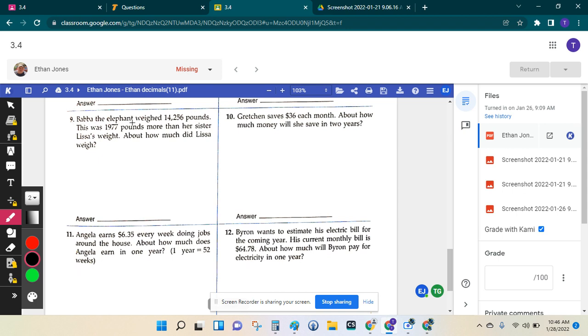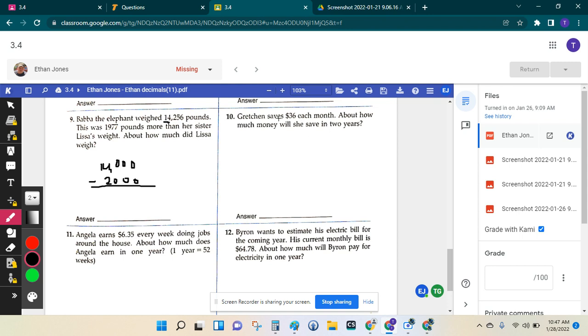Right, and in this one, Baba the elephant weighs 4,256 pounds. So what would that round to in actual pounds? It would be 4,000, right? And his little sister here weighed 1,977. So about how many thousand pounds would that round to? 2,000, right? And it wants to know how much more he weighed than his sister. So you take that away, and that's going to give you her weight.